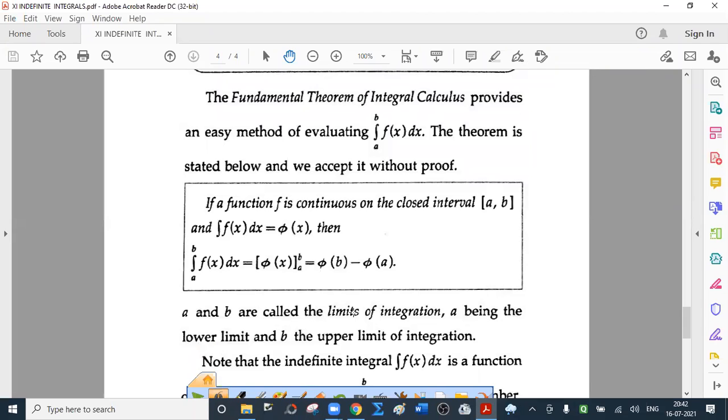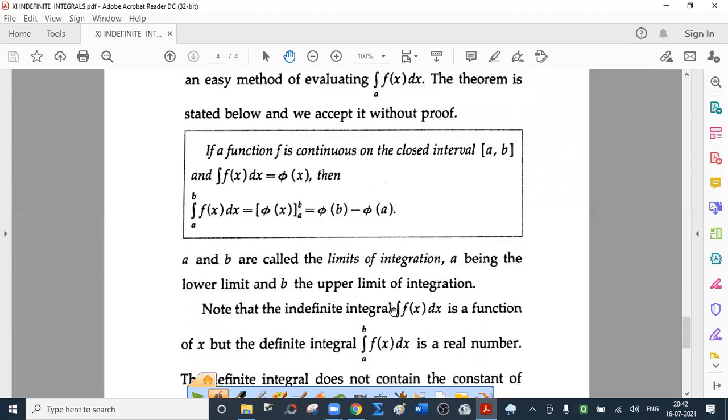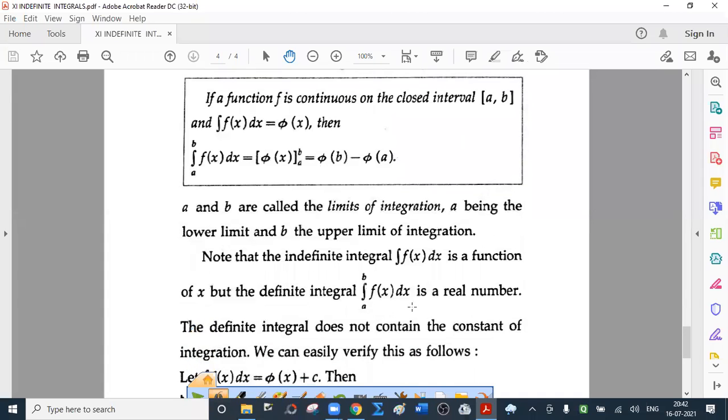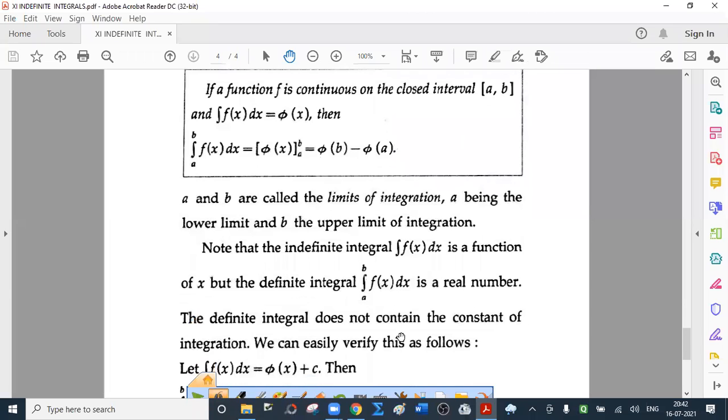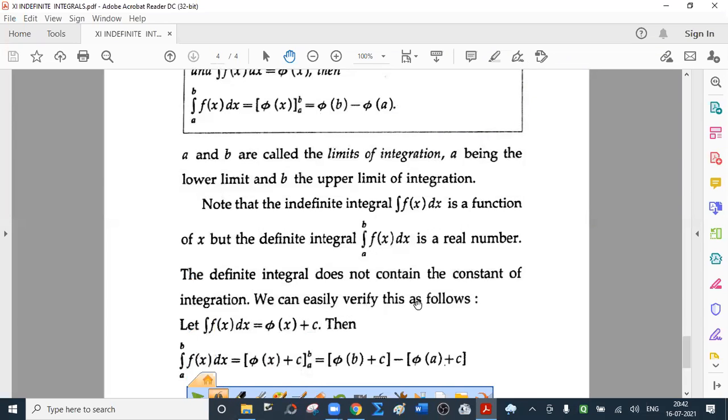A and b are called the limits of integration, a being the lower limit and b the upper limit of integration. Note that the indefinite integral f x dx is a function of x, but the definite integral a to b f x dx is a real number. The definite integral does not contain the constant of integration. We can easily verify this.